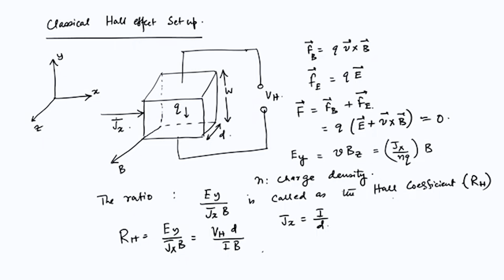So from this equation, this is equal to 1 over NQ, which is what I have said. It is very clear that this depends on the type of carrier and also the density, the actual n, which is the density of the carriers.